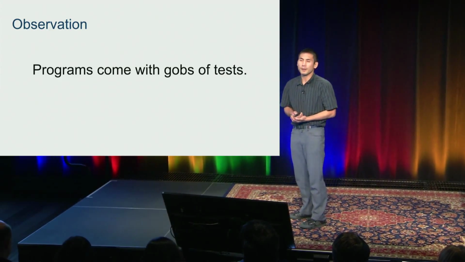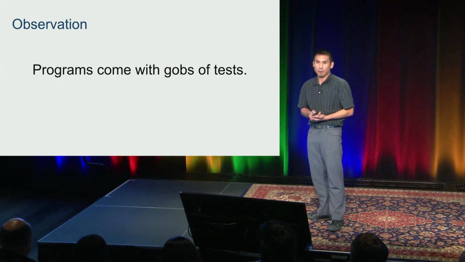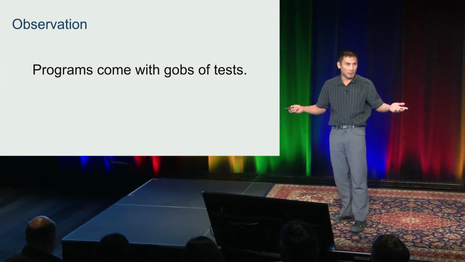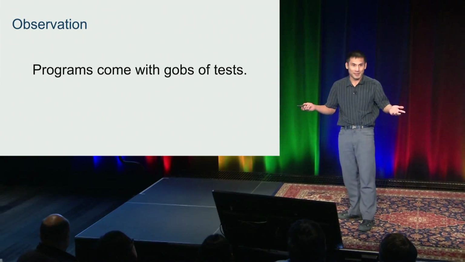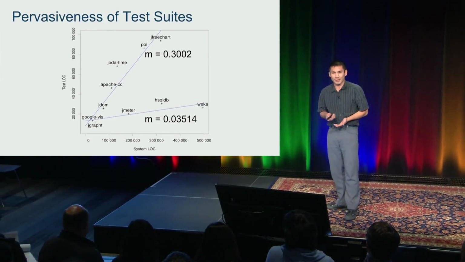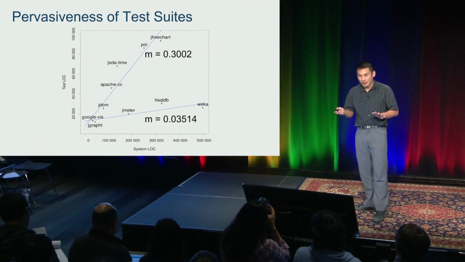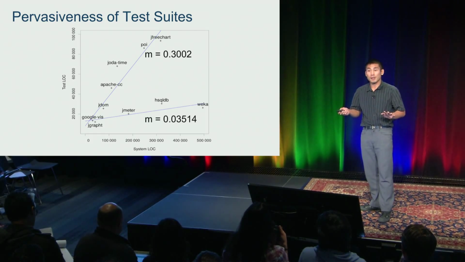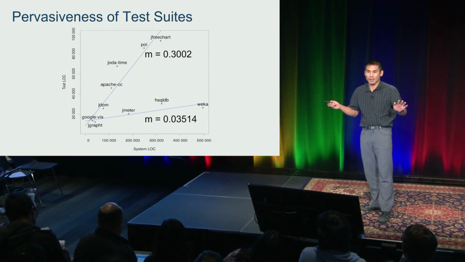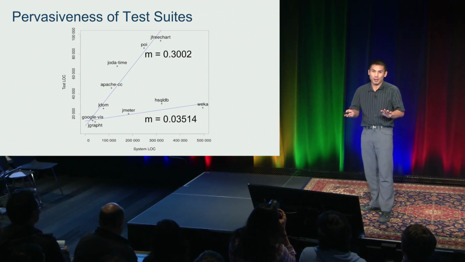The observation that I'd like to propose is that programs today come with gobs of tests, and people here have written tons and tons of tests. This is the one slide I recycled from last year. So programs come with lots of tests. We have programs that are hundreds of thousands of lines of code. They also come with hundreds of thousands of lines of tests, usually smaller, but still lots of lines of code.